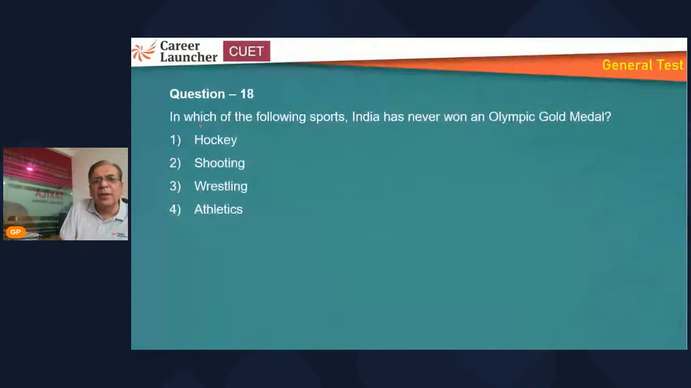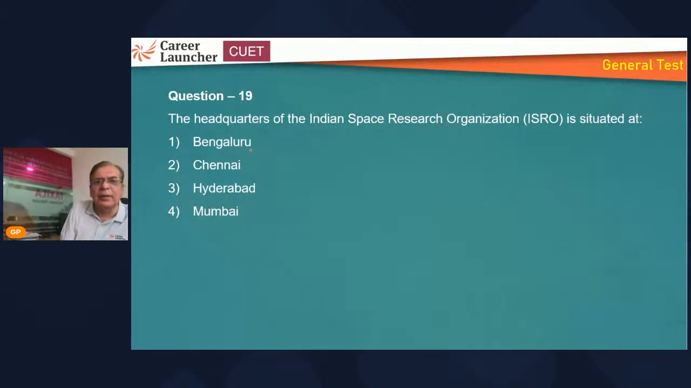Which of the following sports has India never won an Olympic gold medal in? Never. Okay. So shooting, yes, we have one. Wrestling, we have one. Athletics, we have one. Oh, sorry, hockey, we have one. Athletics, we have not one. So question 18, again, I note the answer. Okay. 19, the headquarters of ISRO is situated at Bangalore.